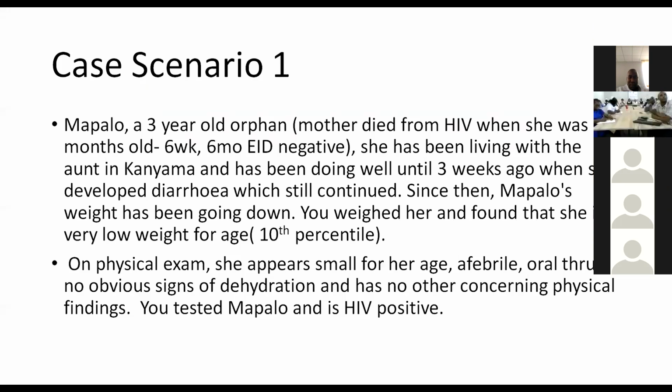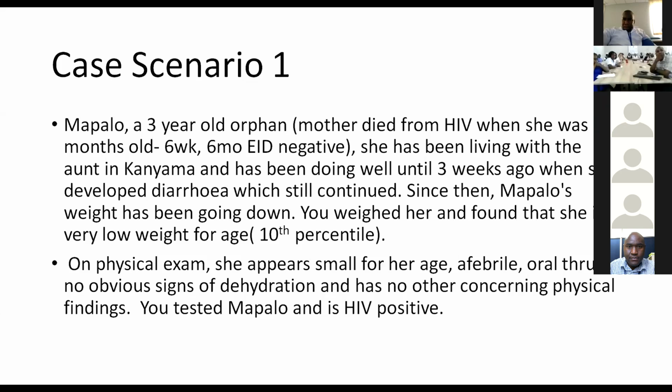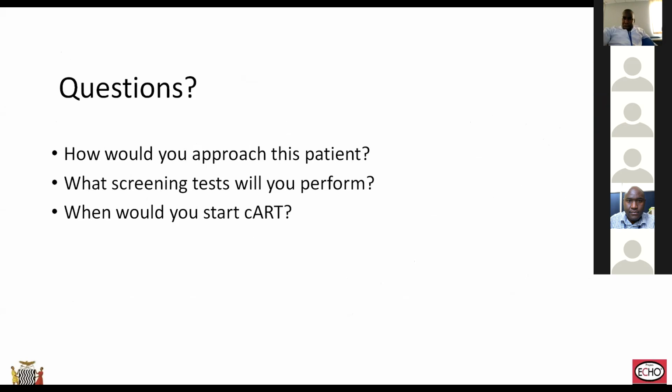And since then, Mapalo's weight has been going down. You weighed her and found that she is very low weight for age, about the 10th percentile. And then on physical examination, she appears small for her age. She's afebrile, but she also has oral thrush. She has no obvious signs of dehydration and has no other concerning physical findings. You tested Mapalo on this day when she visited your clinic, and she's HIV positive.